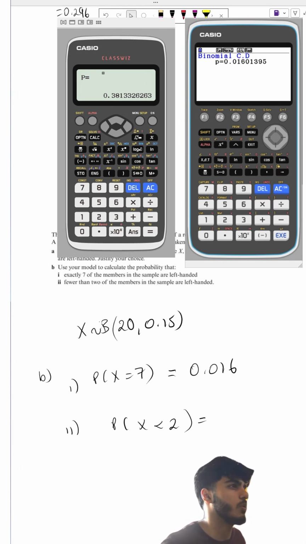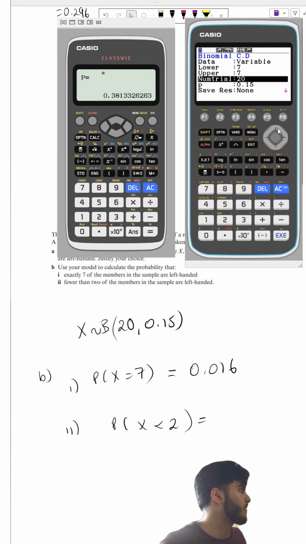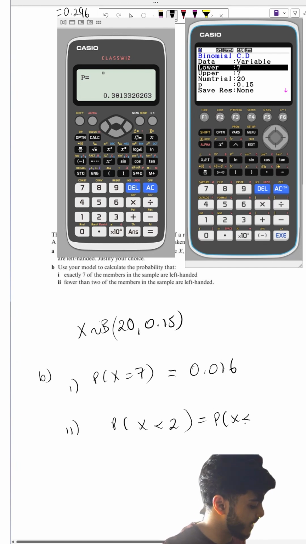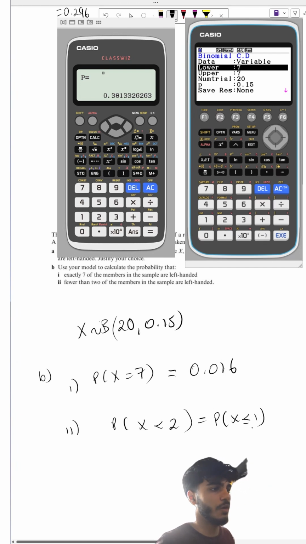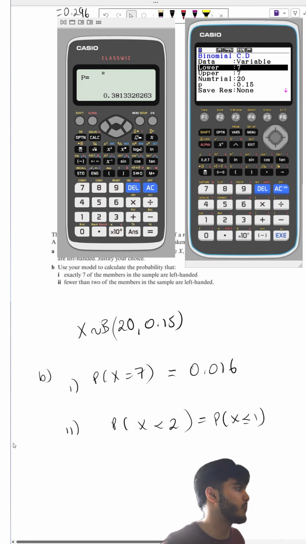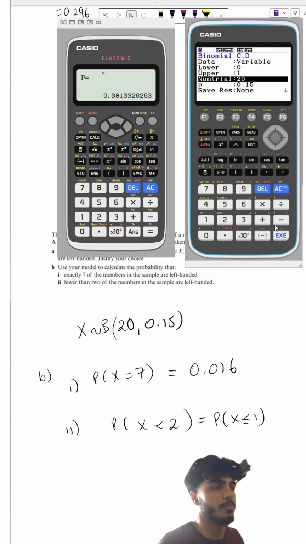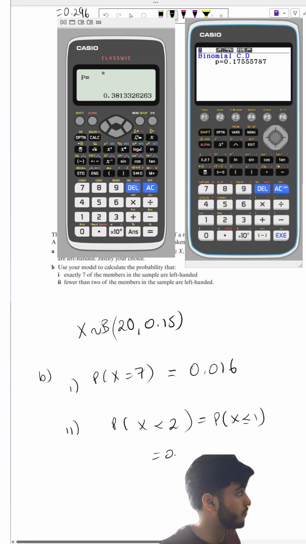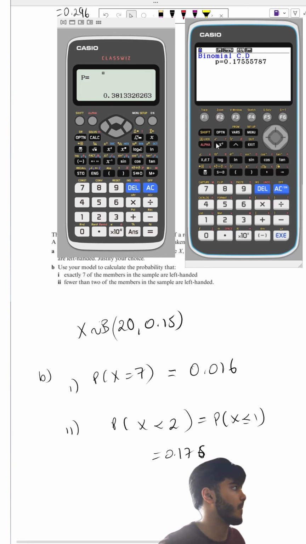For this one, what we want to do is convert this really quick to less than or equal to 1. You don't have to do this if you know what you're doing, but I'm just doing it for the sake of understanding what the numbers are, because when we put them into the calculator, you don't want to put 2, you just want to put 0 and 1, and that gives me 0.1756. I normally, in my exams, just put 4 decimal places, but 3 decimal places is completely fine. Minimum 3 significant figures.